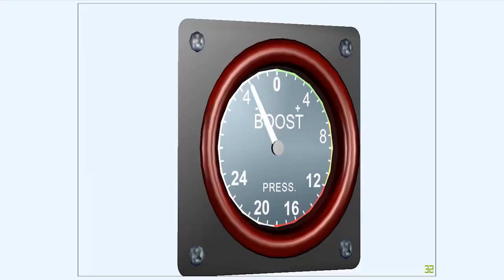Thus, if the boost gauge is indicating -3 pounds per square inch of boost, the absolute pressure in the induction manifold system would be 14.7 psi minus 3 psi, which is equal to 11.7 psi. Similarly, if there is +4 psi boost indicated, then the absolute pressure in the induction manifold system would be 18.7 psi.